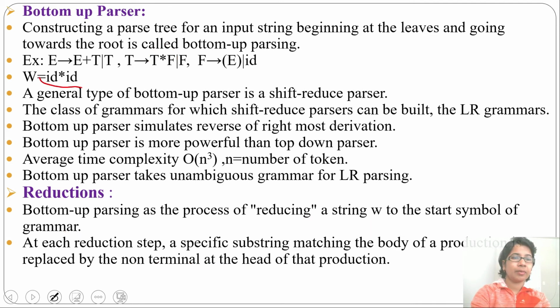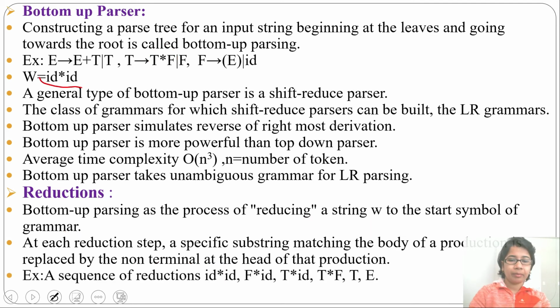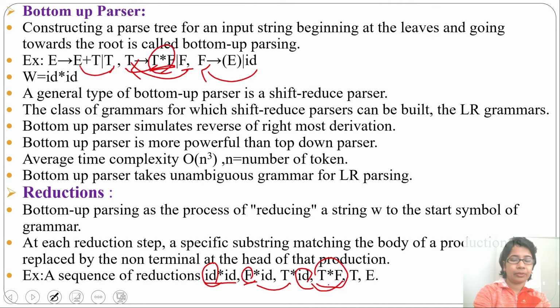Now for this example, what will be the reduction steps? ID multiplication ID, then F multiplication ID, then T multiplication ID, then T multiplication F, then T, then E. So this is the sequence of reduction steps for ID multiplication ID. Now just check: this ID reduced to F. From the RHS we reduced to the LHS non-terminal. Then this F reduced to T. Then this ID reduced to F. Then T multiplication F reduced to T. Then this T reduced to E.